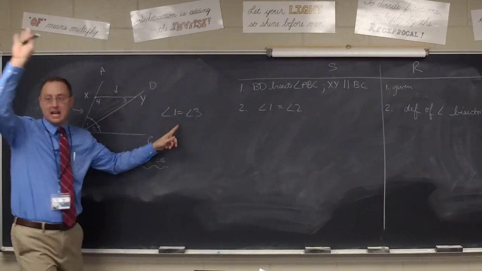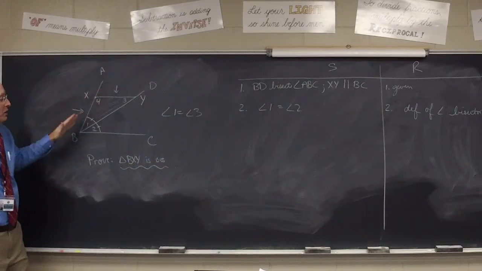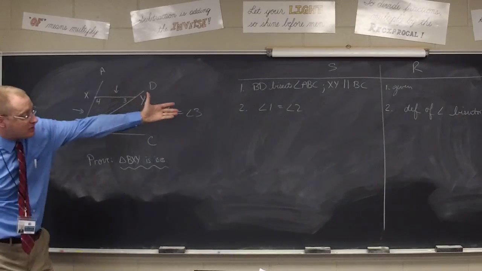If we can get angle 1 and 3 equal, then the sides are going to be equal. And if the sides are equal, then it's isosceles and we're done with the proof. Y'all see that? Here's the question: how to get 1 and 3 equal? Well, what do we already know about angle 1, class?